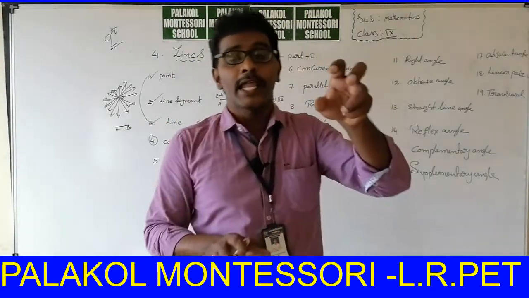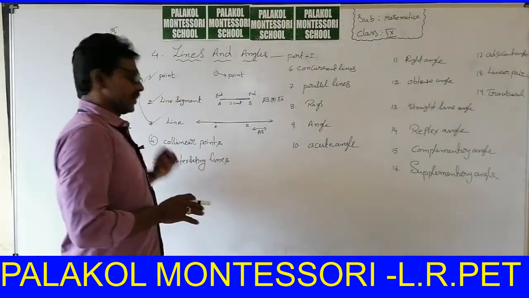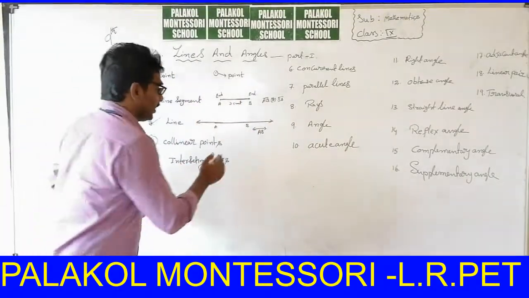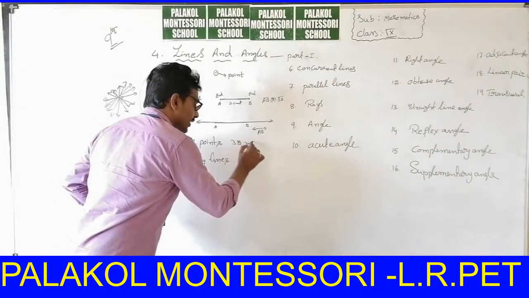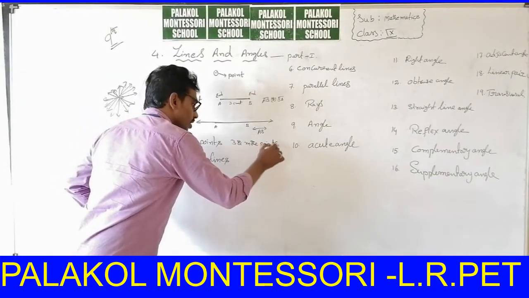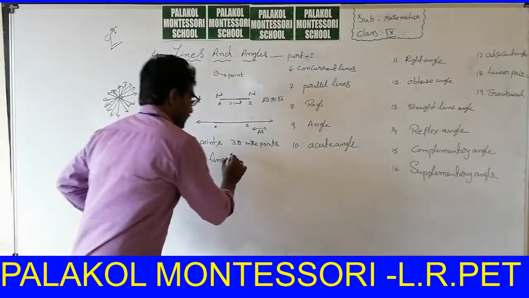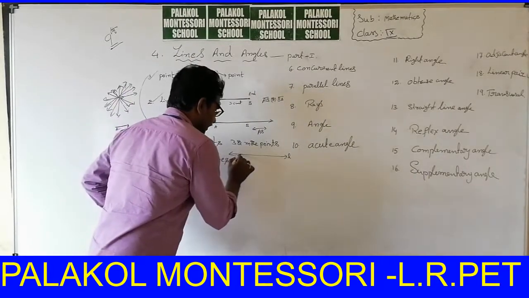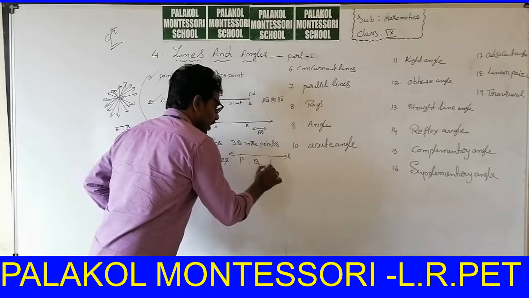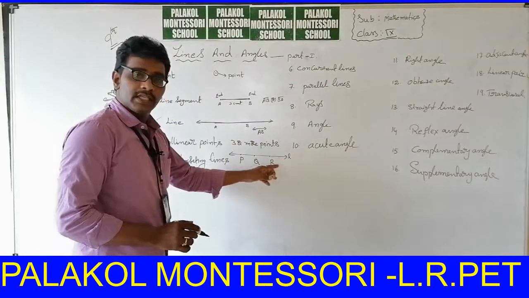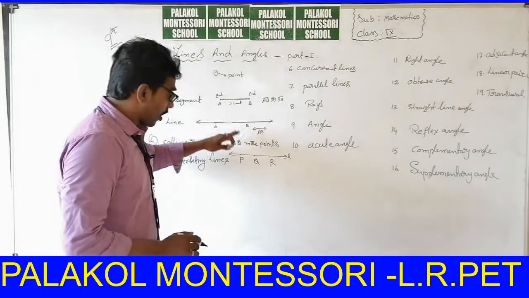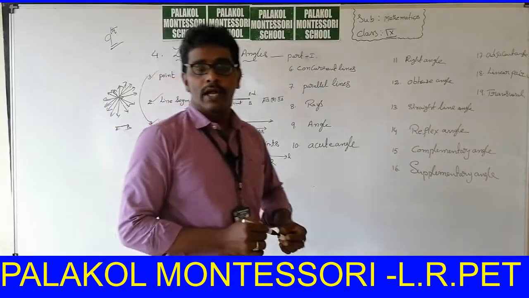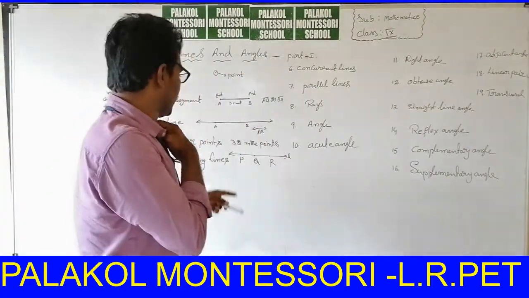Same line. That type of points are called collinear points. Once again, repeat it: 3 or more points on the same line. See this one, this is one of the line L. I take the points P, Q, R. So minimum 3, all points are on the same line. That type of points are called collinear points.